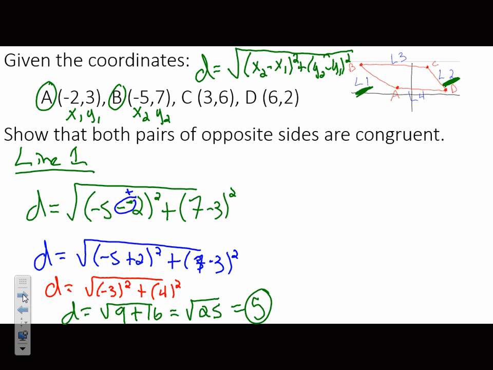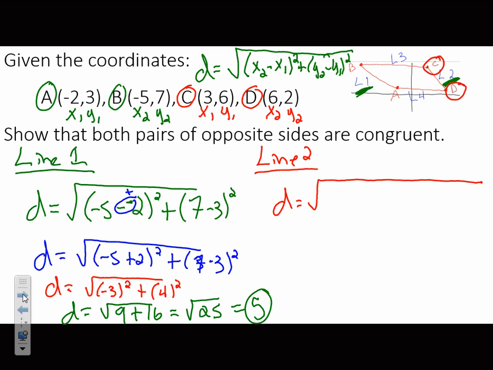Okay? Now, in order to be congruent, line 2 must be the exact same thing. So when I do line 2, I'm going to use C and D. I'll call this x1, y1, x2, y2. So line 2, plug it in: distance equals the square root of x2 is 6 minus 3 squared plus 2 minus 6 squared.